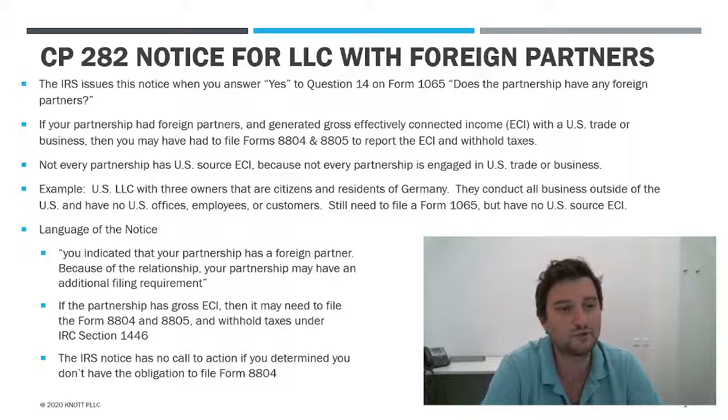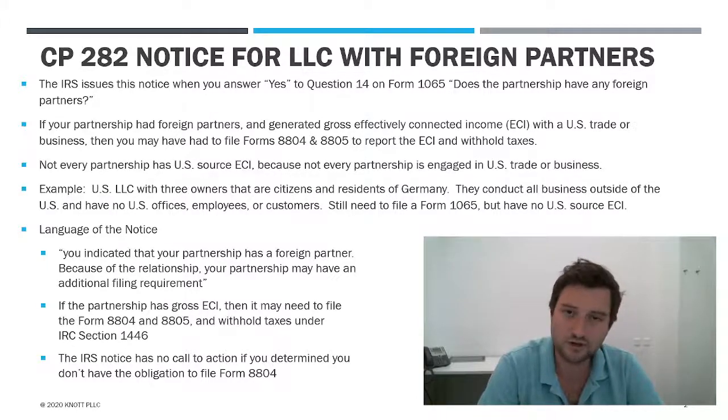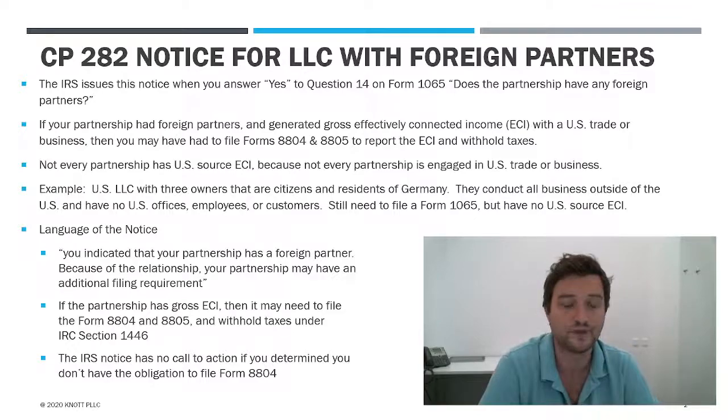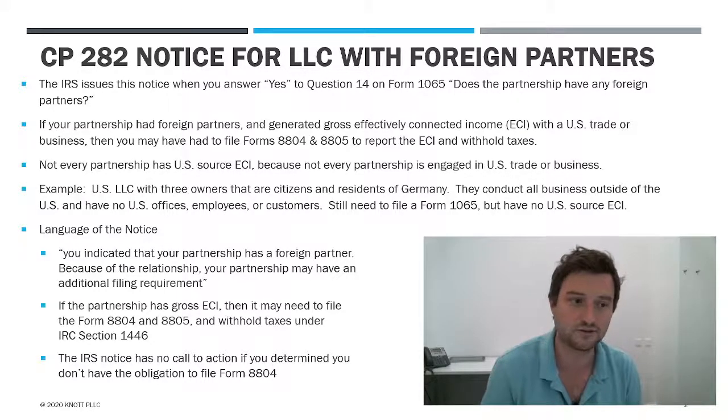So in this example, we have the 3-owner LLC, but everybody that's a partner is a citizen and a tax resident of Germany. So we have no U.S. persons in this structure. Still have to file the 1065 tax return. They conduct all their business outside the U.S. They have no U.S. offices, no U.S. employees, no U.S. customers even. But they still need to file that tax return.